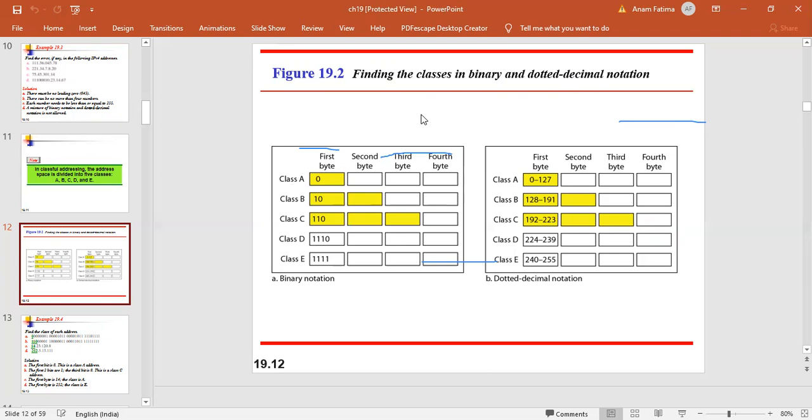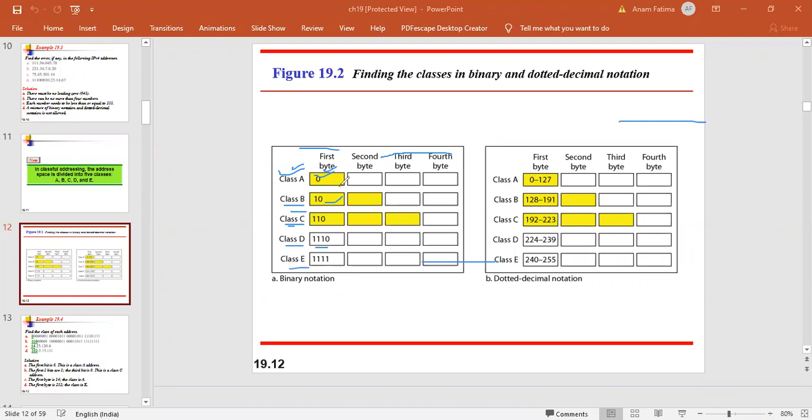Whenever your IP address is given in binary notation, if it starts with a 0, you can know that this particular address belongs to class A. If the first 2 bits are 10, then it is class B. If it is 110, it is class C. If it is 1110, it is class D, otherwise if it is 1111, it is class E.